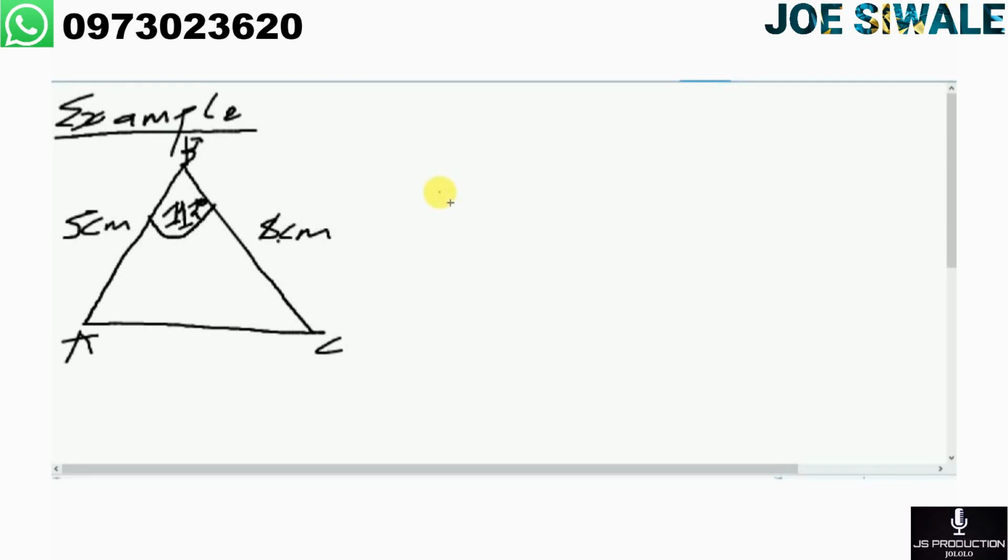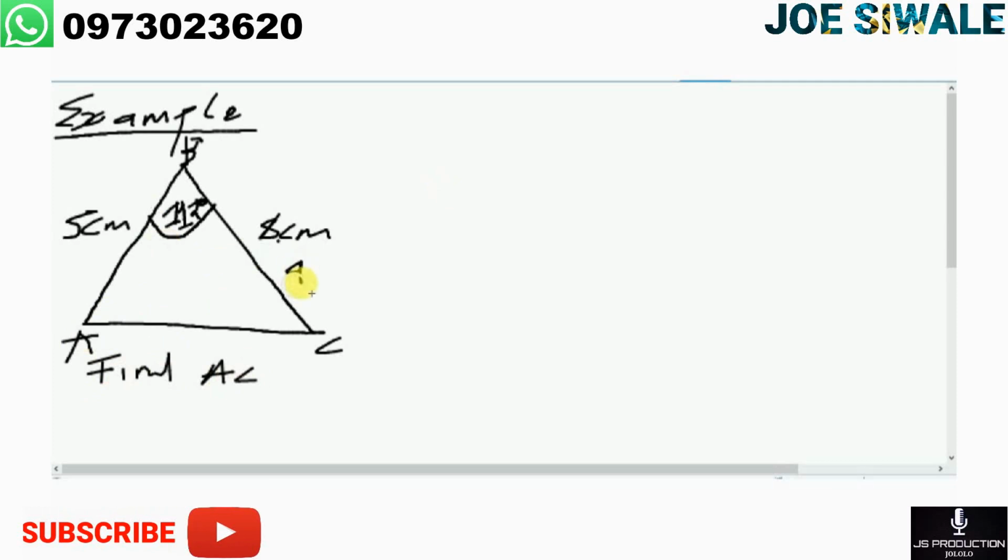And the question reads, find AC. And before we find AC, let us identify the parts of this triangle. So the length that is opposite to A, this is small letter a. The length that is opposite to C, this is small letter c. And the length that is opposite to B, this is small letter b. So I'm trying to calculate length AC, which is small letter b.